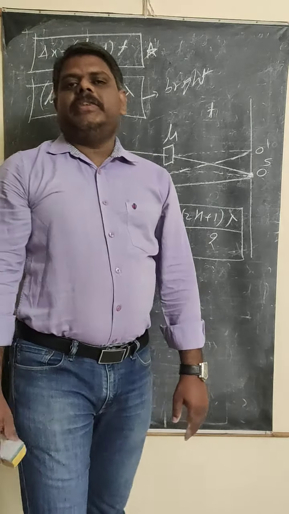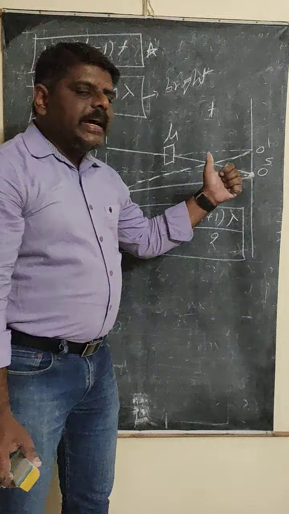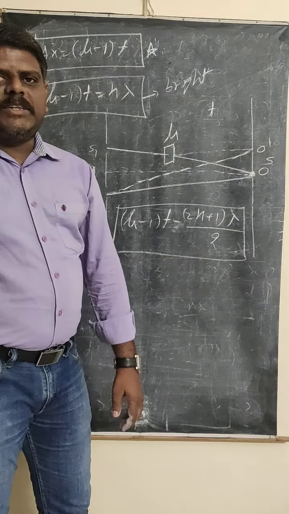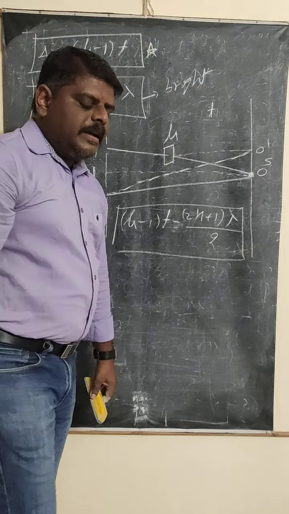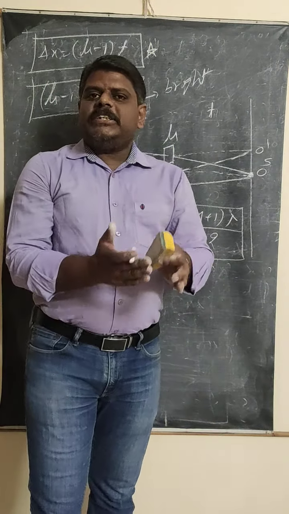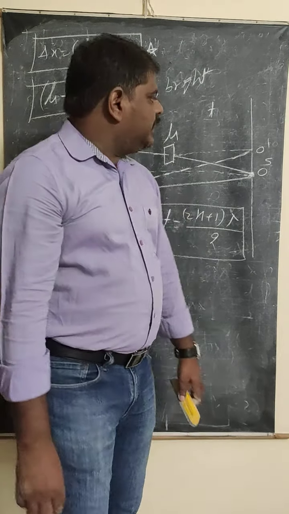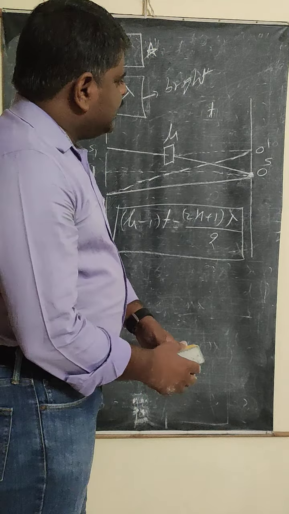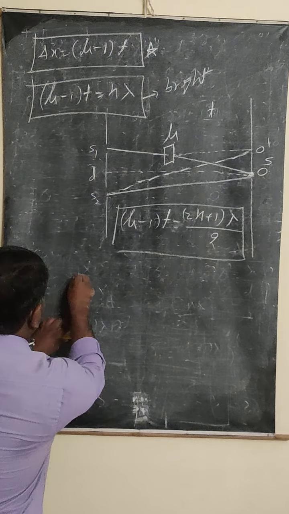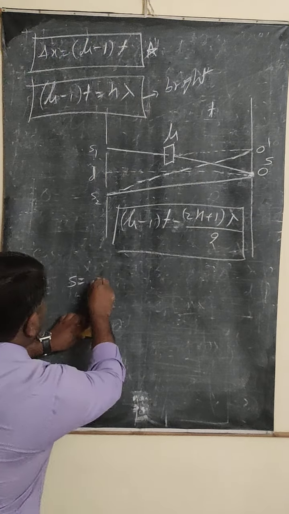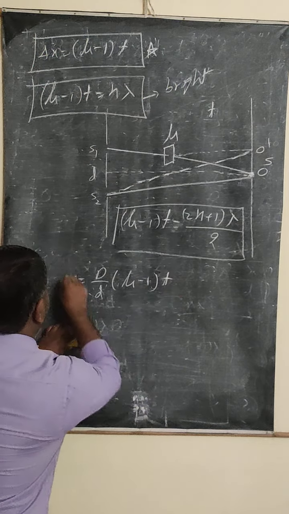So these are the conditions you need to remember to obtain the bright band or the dark band at the point O dash due to the introduction of a thin transparent glass plate: the condition for bright band and the condition for dark band. The next formula we are going to discuss is how much shift is produced. To find this, you have to find out this S. So the shift in the central bright fringe, S, is equal to capital D by small d into (mu minus 1) into t. This formula is very important.